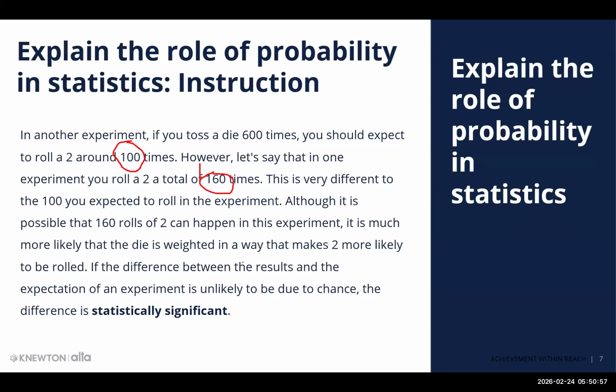So again, we're just using our subjective judgment. We'll actually have a value where we'll say, wait, this is way too different. But whenever we think that it's unlikely due to chance, the difference is statistically significant. So this would be statistically significant.